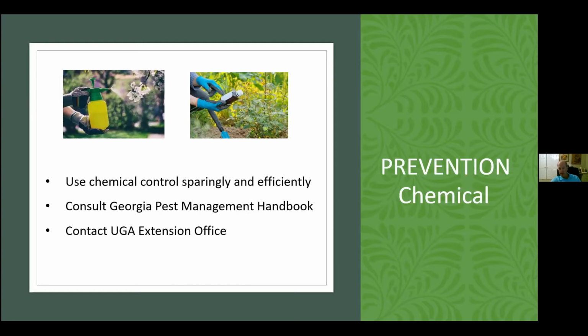If a chemical is needed to control the disease, use it sparingly and efficiently by following directions on the label for the disease. As with fertilizer, using too much of a chemical can be just as harmful to your plants and can result in scorch or dead plant tissue. Consult the Georgia Pest Management Handbook for any references throughout this presentation for fungicides. There is a 2021 home edition now available through UGA. However, if you have any questions, you can contact the UGA Extension Office for assistance.